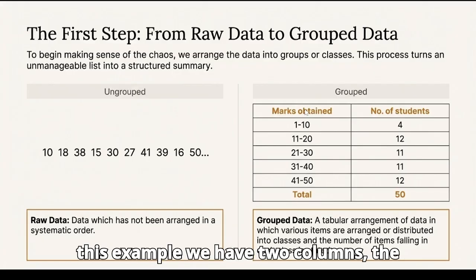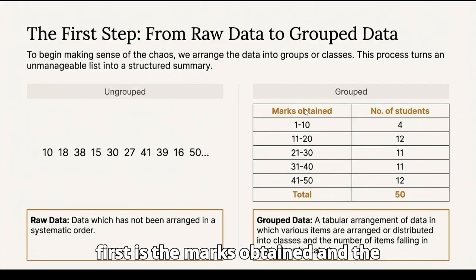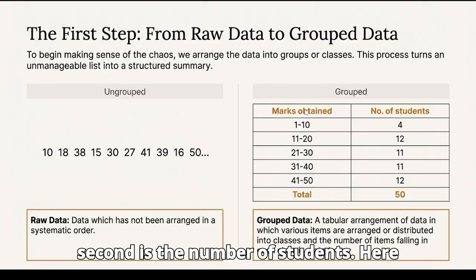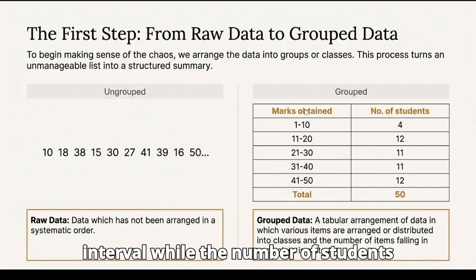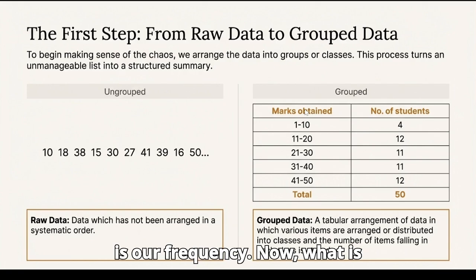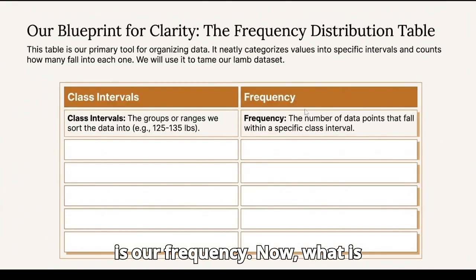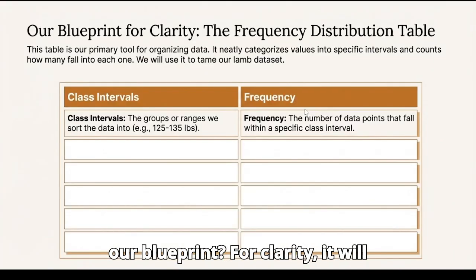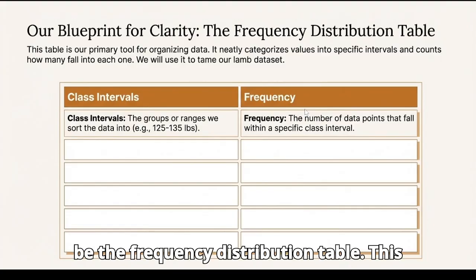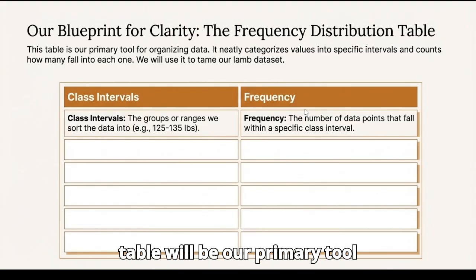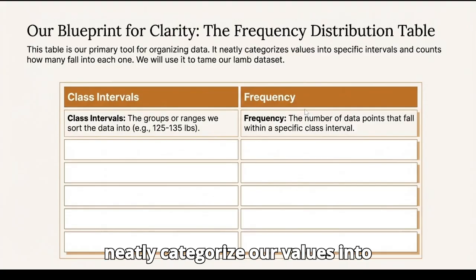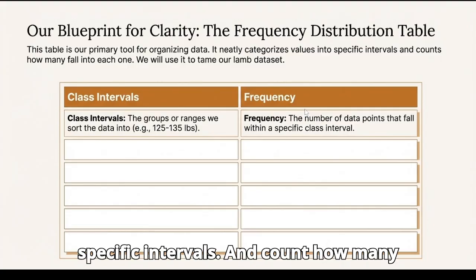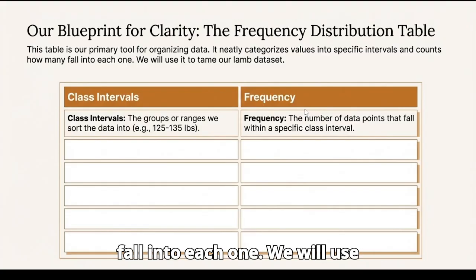As in this example, we have two columns. The first is the marks obtained, and the second is the number of students. Here, the marks obtained is our class interval, while the number of students is our frequency. Now, what is our blueprint for clarity? It will be the frequency distribution table. This table will be our primary tool for organizing our data. It will neatly categorize our values into specific intervals and count how many fall into each one. We will use it to tame our dataset.